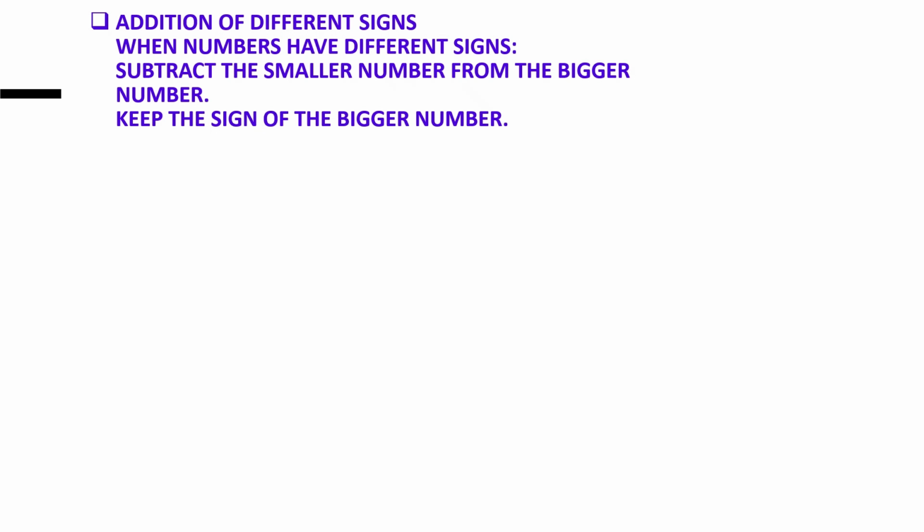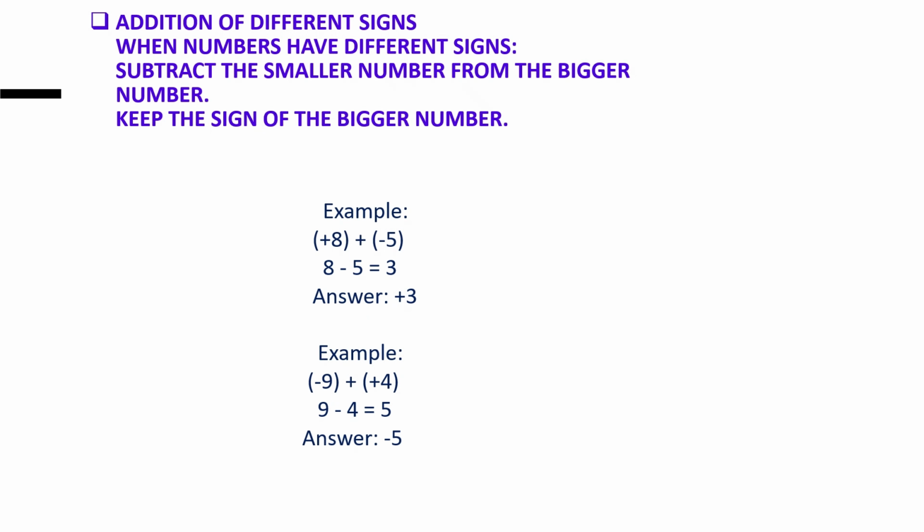Addition of different signs. When the numbers have different signs, subtract the smaller number from the bigger number. Keep the sign of the bigger number. For example, positive 8 plus negative 5. We rewrite the expression where we bring in the bigger one minus the smaller one, giving you 3. The answer is positive 3.